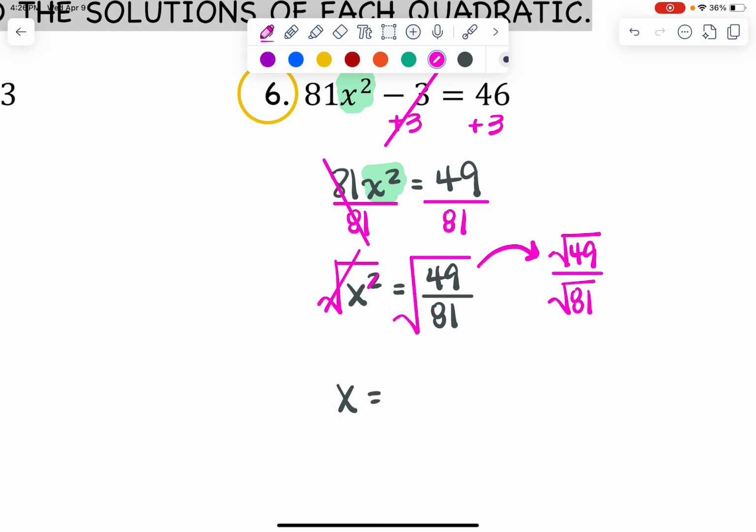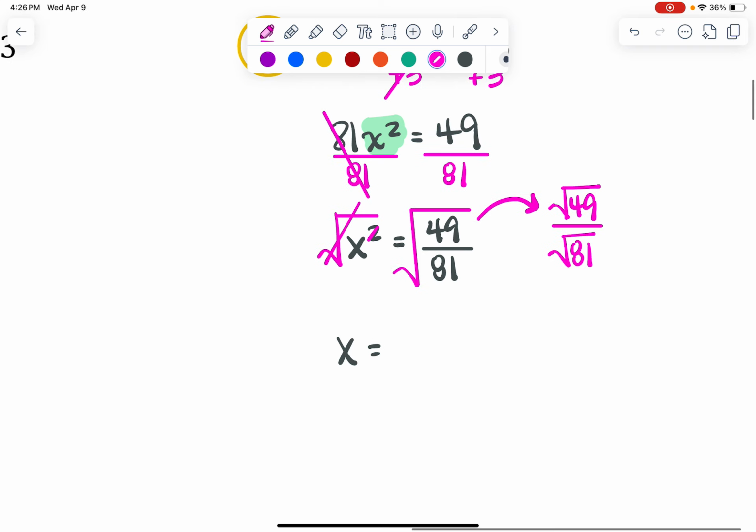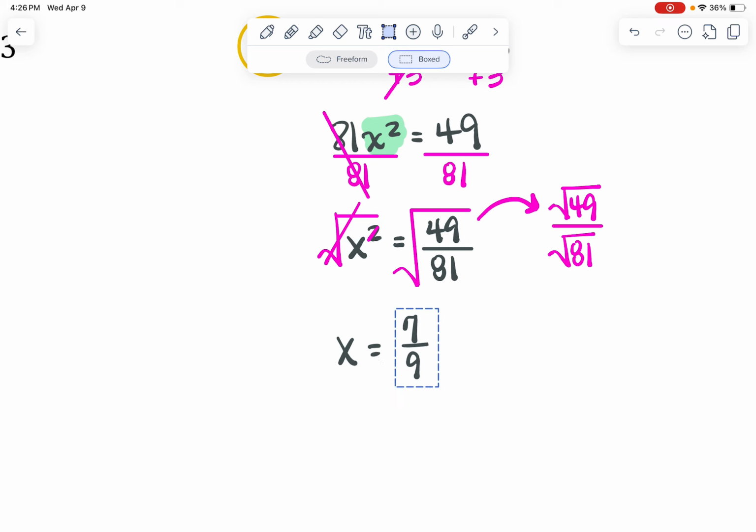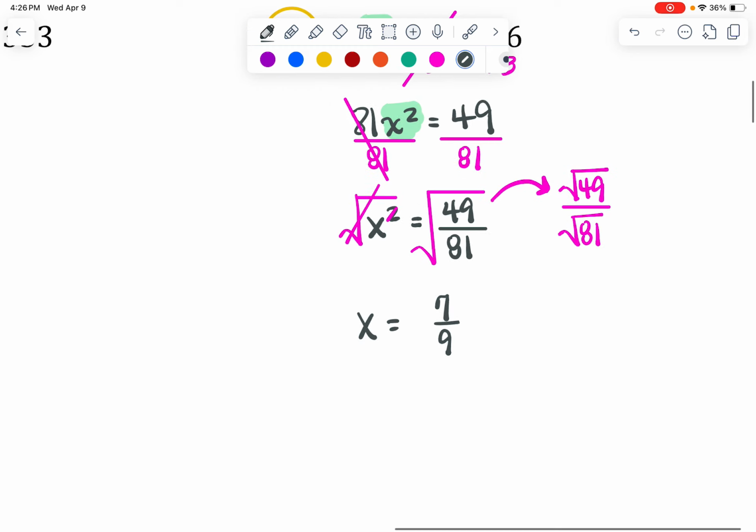And those are both perfect squares, right? The square root of 49 is 7. And the square root of 81 is 9, right? So it's 7/9. You can also type it in your calculator and it'll tell you that it's 7/9. And we're never going to give you ones that are not perfect squares. If it's a fractional answer, they're going to be perfect squares, right? When you get to geometry and algebra 2, you'll learn how to handle it if they're not, right?